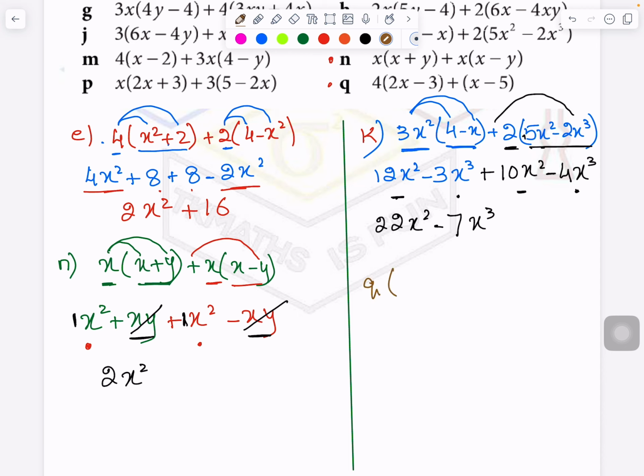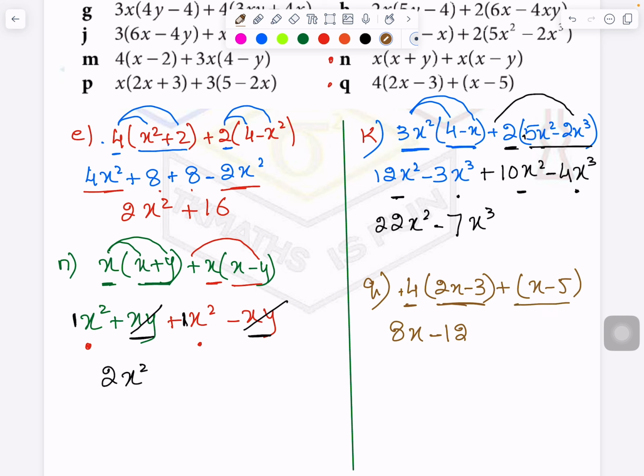Now let's do part Q. And then we will finish this video. I hope you are understanding. This is the basic but very important concept. Okay. Now, 4 multiplied by this only. 4 2s are 8x. This is minus 3 and this is plus 4. So it will be minus 12. Plus multiplied by minus is minus.